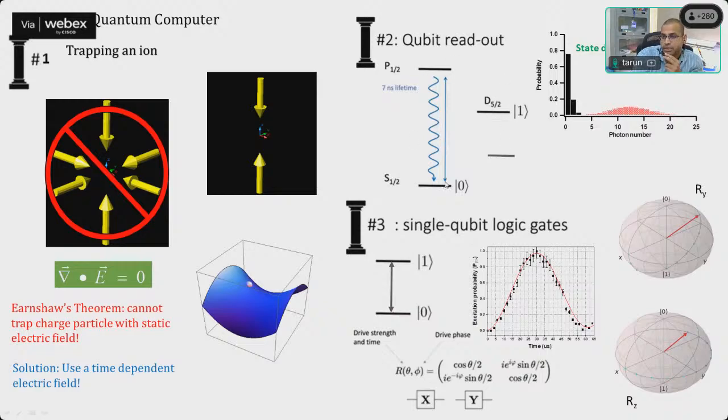By the way, this is atomic energy level. Okay, that is what I'm saying. S half P half. This is atomic energy level. So now the qubit is in between 0 and 1, and this is a different layer. And if you drive this one, then you will see the oscillation over here in this picture, which is known as Rabi oscillation.